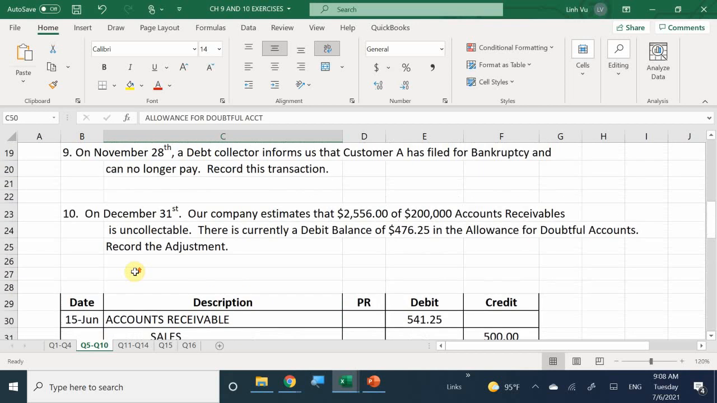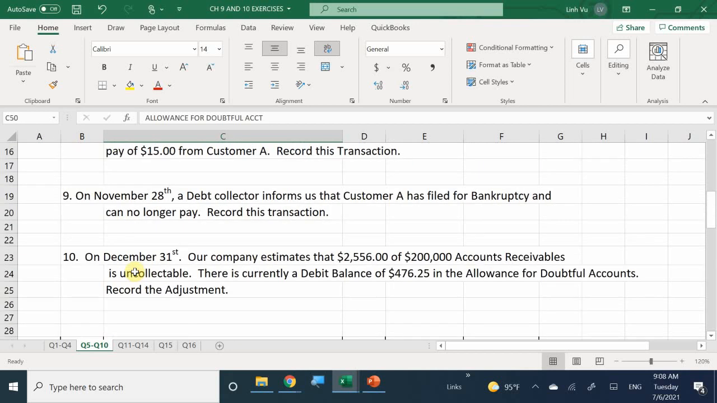Yes. Okay. All right. Last but not least, question number 10 says that as of December 31st, our company estimates that $2,556 out of our $200,000 accounts receivable are to be uncollectible. And there's currently a debit balance of $476.25 in the allowance for doubtful accounts. How are we going to record this allowance?